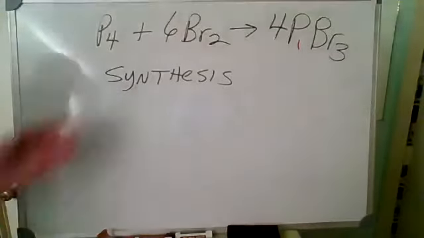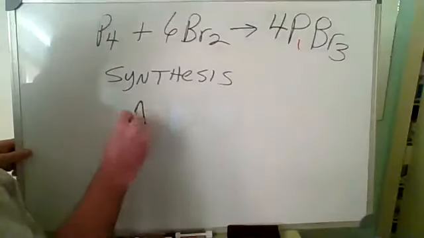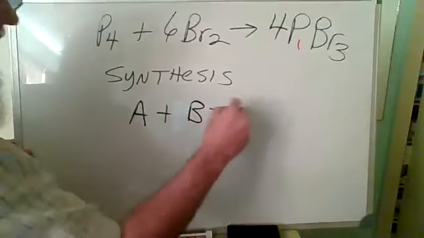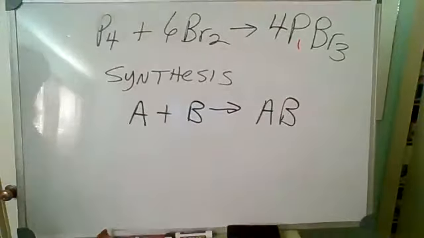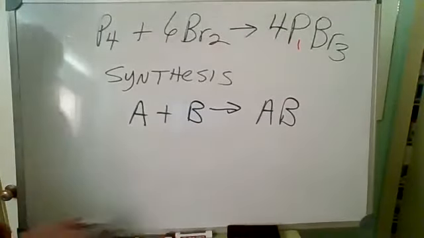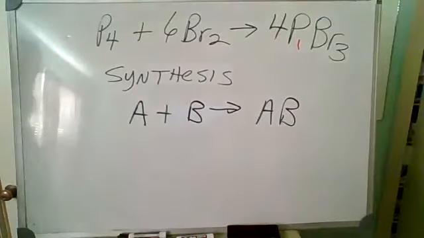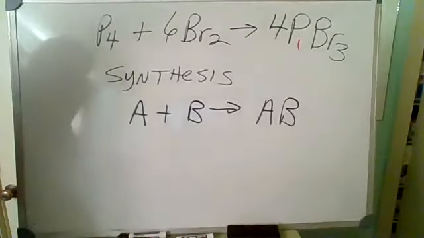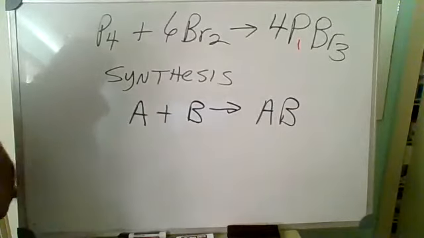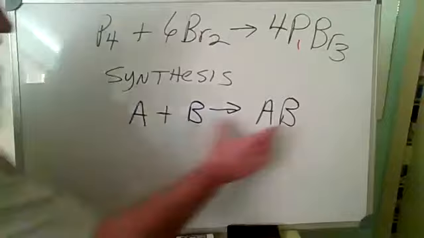The general format of a synthesis reaction is A plus B gives me AB. If you think about it, the word synthesis means to make. Synthetic fabrics like nylon, rayon, polyester are artificially made. They're not natural. So two things become one.